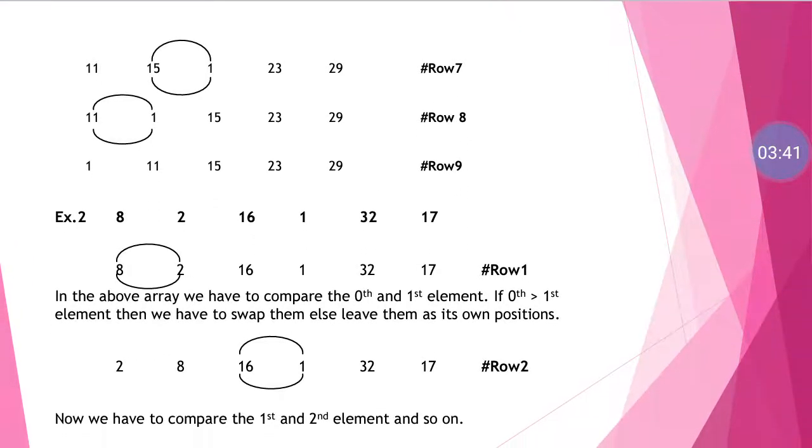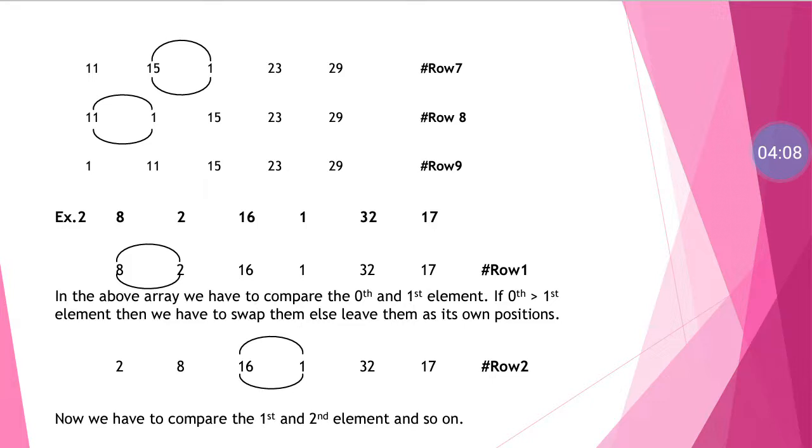Coming to row 7, 11 and 15, no swapping is required. 15 and 1, yes, swapping is required, so 1 comes to first position and 15 comes to second position. In row 8, after 1 and 15, we go to 15 and 23, no swapping is required. 23 and 29, no swapping is required. Now coming to row 9, this is the last iteration. 11 and 1 will be compared, and obviously 1 should precede.